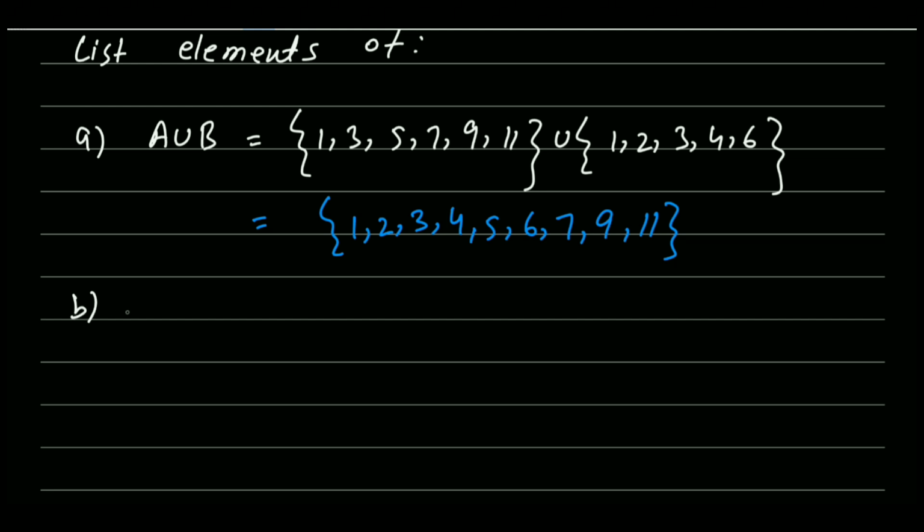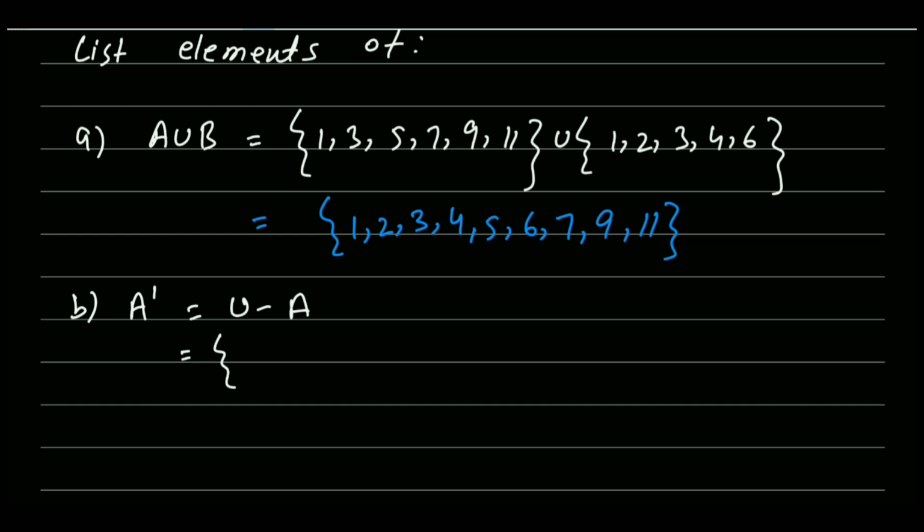If part B is find A complement intersection C. What does it mean? A complement, how to find? First of all, I will tell you how to find A complement. A complement means U minus A. B complement means U minus B. C complement means U minus C.